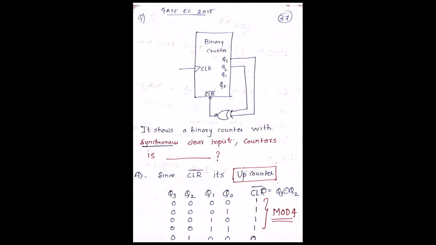You will find that the clear bar is equal to Q3 XNOR Q2. If you put in the values, you will find that at 0, 1, 0, 0, my clear bar becomes activated. Hence, I can say that from 0, 0, 0, 0 to 0, 0, 1, 1 we have 4 output states. That means it's a mod 4 counter.